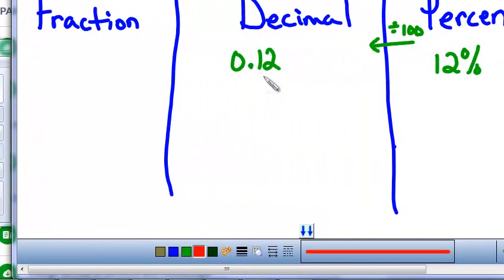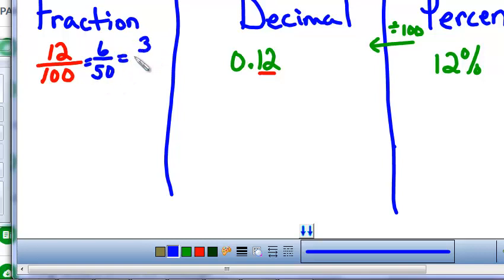And then to make your fraction, it's like what we did before. 12 is 2 numbers, so we put it over 100. And then we can simplify. These are both even, so we get 6 over 50. And then we get 3 over 25. So we made the percent into a decimal and into a fraction. So let's try another one.